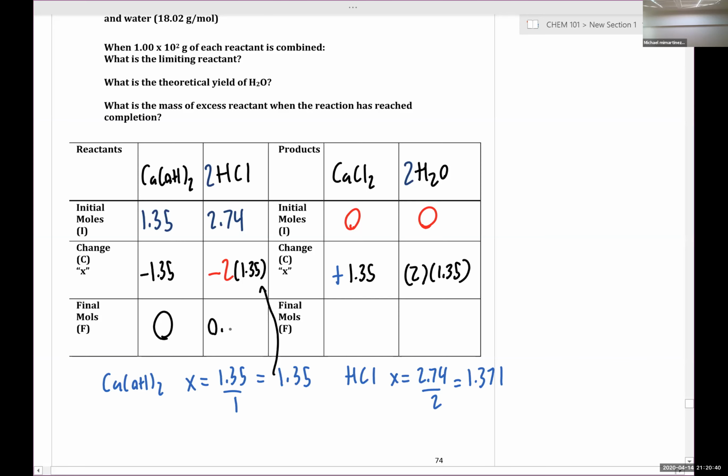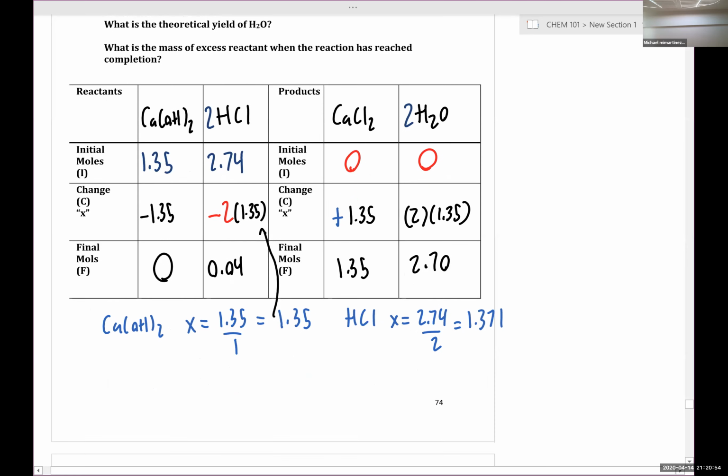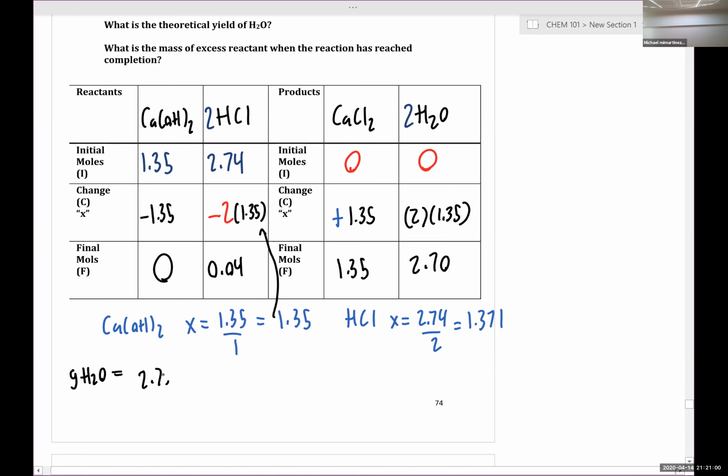We have 0.04 moles of hydrochloric acid remaining, and we make 1.35 and 2.70 moles of calcium chloride and water respectively. So if we want to calculate the grams of water, all we have to do is take our 2.70 moles of water times 18 grams per mole of water. And that in turn gives us 48.6 grams of water.